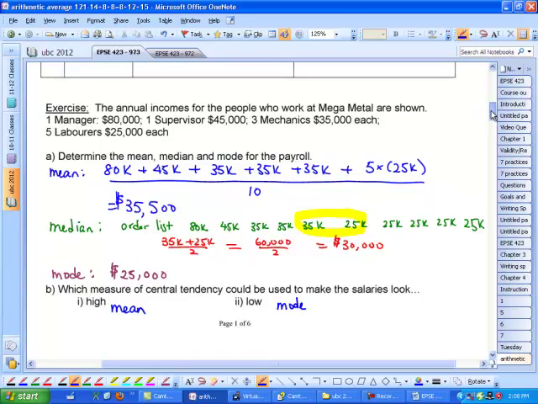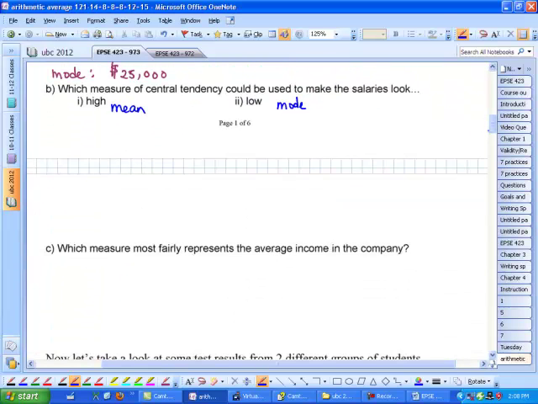If you turn to the next page, I'm going to ask you, which measure most fairly represents the average income in the company? Well, once again, like I said earlier, it's really up to you. If you are like the labor guys and you're trying to get more money from management, then probably using a low one would be preferable. If you're management trying to show these employees that you guys are being paid quite a lot, then maybe it's the mean. And therefore, I'll say here, answers will vary, depending on what you want to convey.